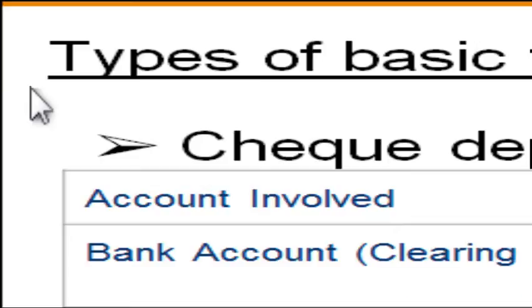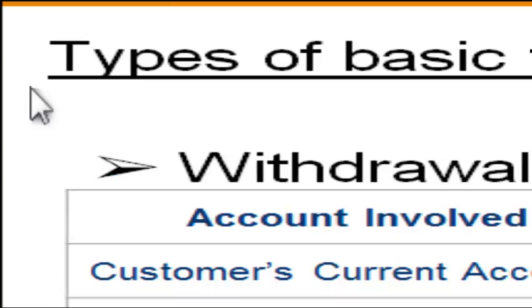If it is a check deposit at branch, the bank account, which is the clearing bank, is debited while the savings or the current account of the customer is credited. For withdrawal by check, the customer's account is also debited while the teller's till is credited.